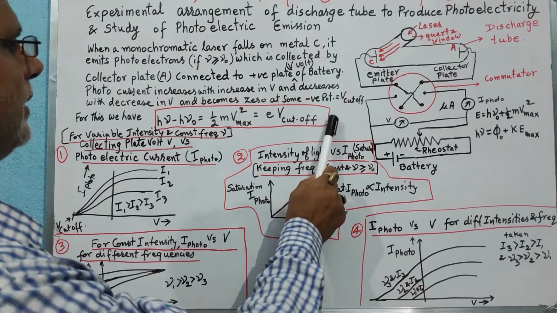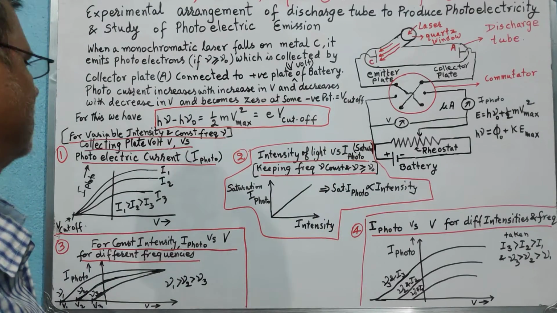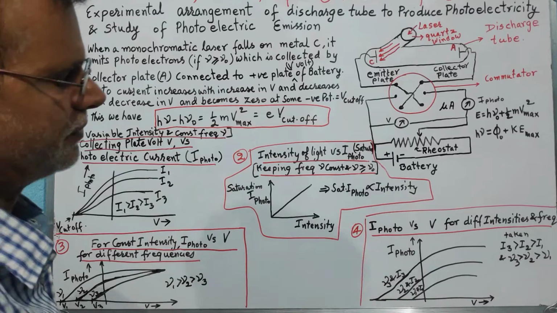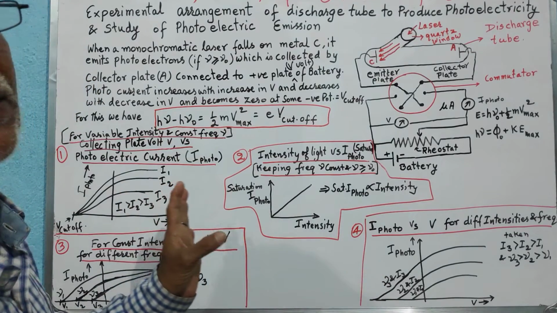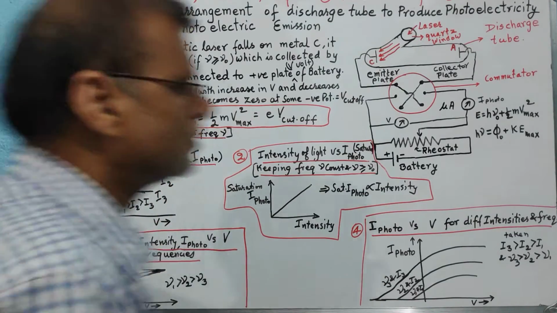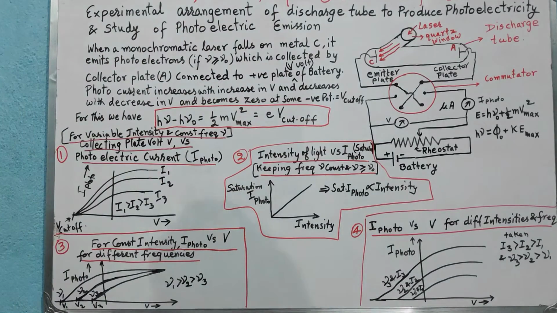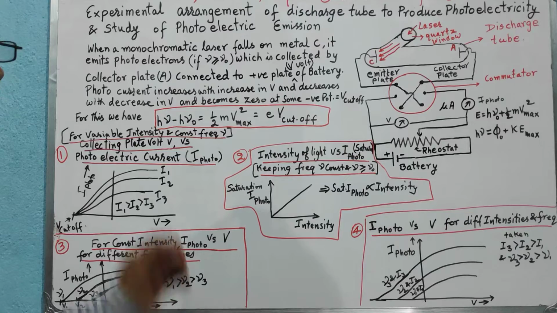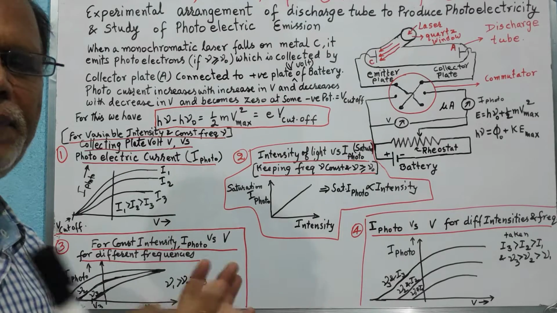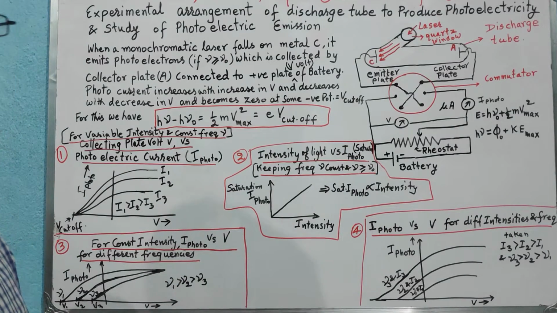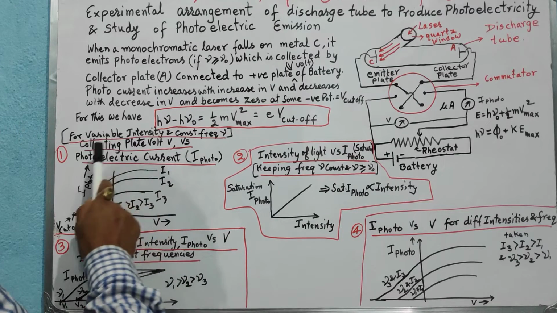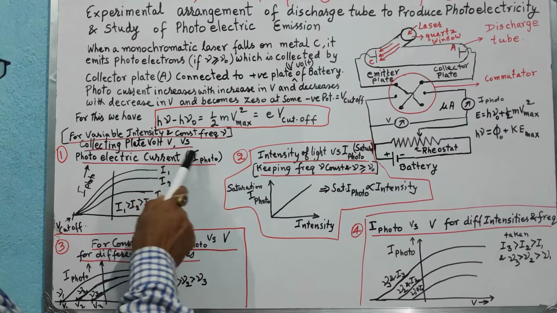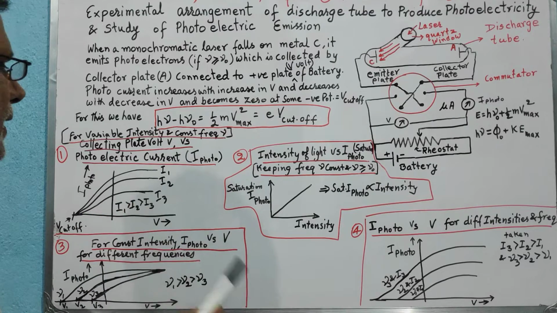So we will have this equation for that situation. Now we consider various variations and draw the graph related to those variations. Let us talk about the first variation for variable intensity and constant frequency. We are keeping the intensity varying while keeping the frequency same, and then plotting the collector plate voltage versus photoelectric current.